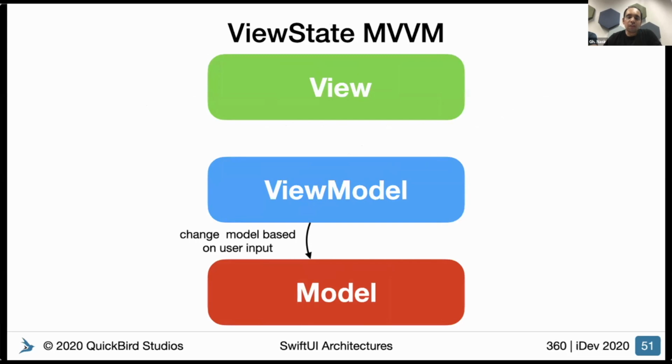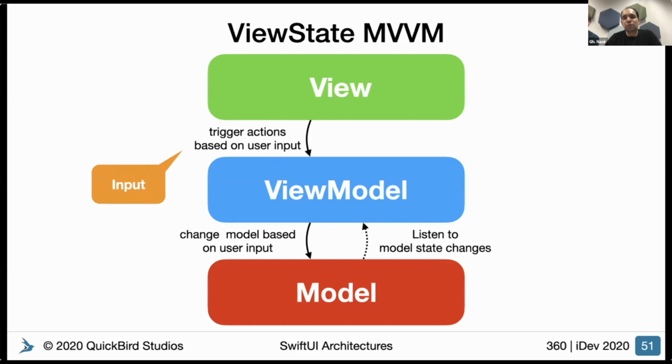And so the view model basically has a state as well as an input. So the views can pass input. The view model can change the models based on the user input, and it also listens to the changes in the model. The view model is responsible for propagating the user inputs from the view to the model and making changes there. And it also keeps the view up to date based on the state.